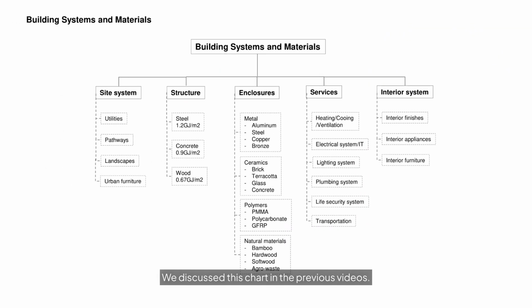We discussed this chart in the previous videos. Here we have an overview of a building's major systems and components. We divide the building systems into 5 categories: the site system, the structure, the enclosure, the services, and the interior system. For example, the site category covers elements around the building such as pathways, landscaping, outdoor furniture, and so on.